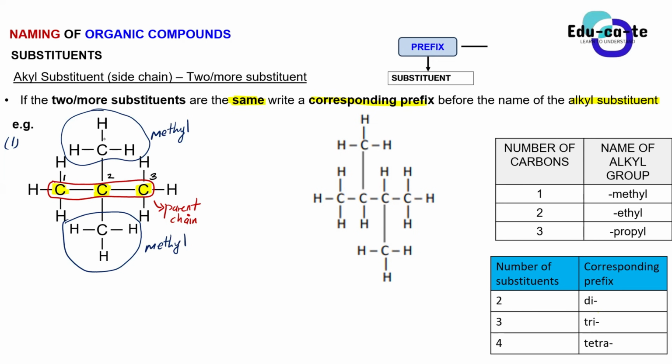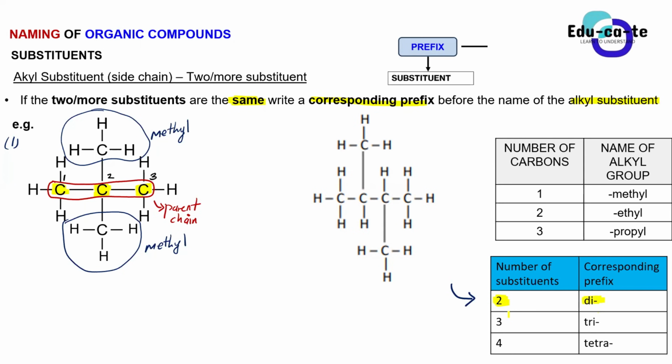So you make reference to this table that I've made here, the table that has a blue color in it. If you have 2 substituents that look alike, you write a di before you write the name of the substituent. So you first write di and then you tell us the name of the substituents. For example, if you say dimethyl, it tells us that we are having 2 methyl groups in the compound.